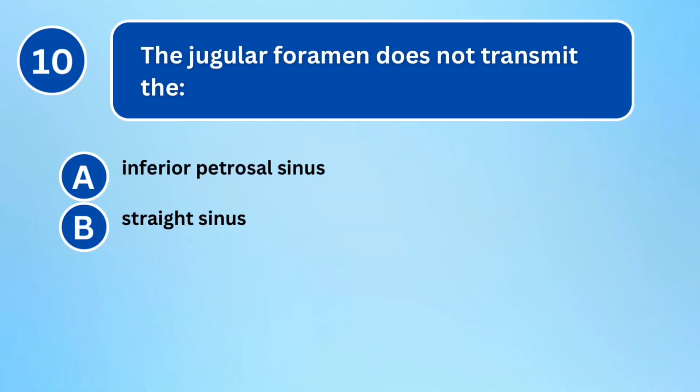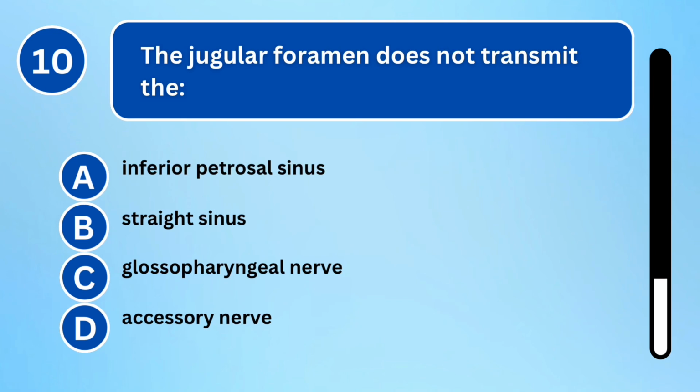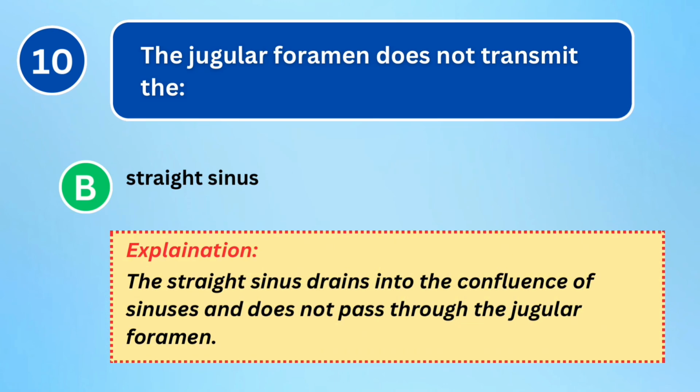The jugular foramen does not transmit the: A. inferior petrosal sinus, B. straight sinus, C. glossopharyngeal nerve, D. accessory nerve. Correct answer is B. straight sinus.